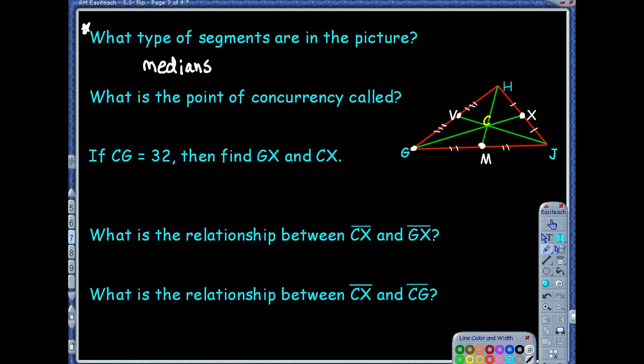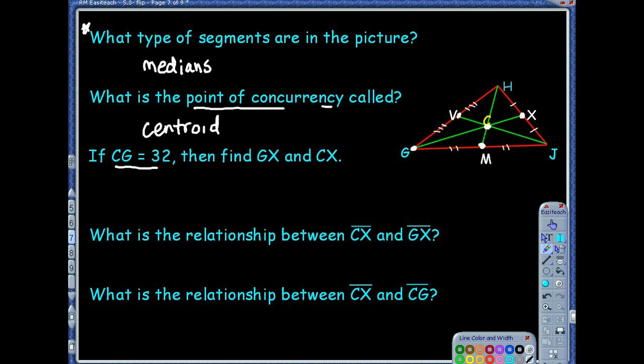The first thing is, let's name the point of concurrency. What do we call that? That is the centroid. Just some vocabulary. Now that we know we have medians and we have the centroid, and the centroid is point C in this case, let's find some information about it.